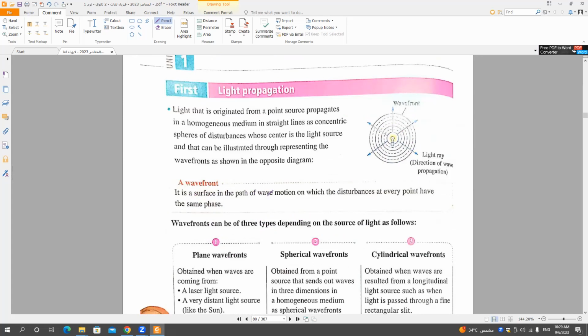Wavefront is a surface of the path of wave motion in which the disturbance at every point is in the same phase. Look at these dots in a sphere like this. All points on this red line have the same phase. What does same phase mean? Same phase means the same direction or the same velocity in the same medium. Also the connected lines or connected circles have the same wavefront.